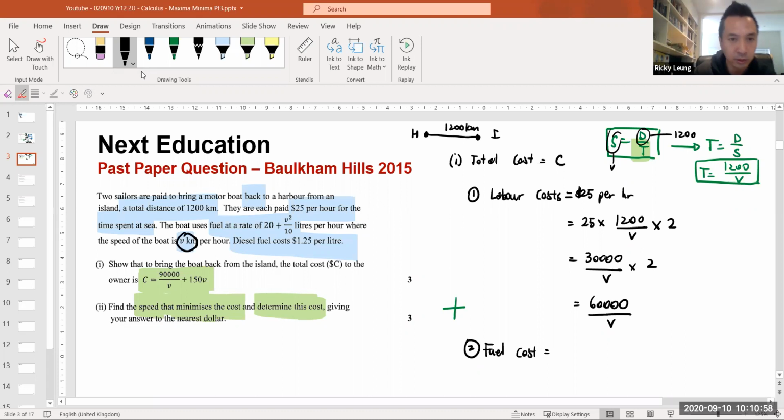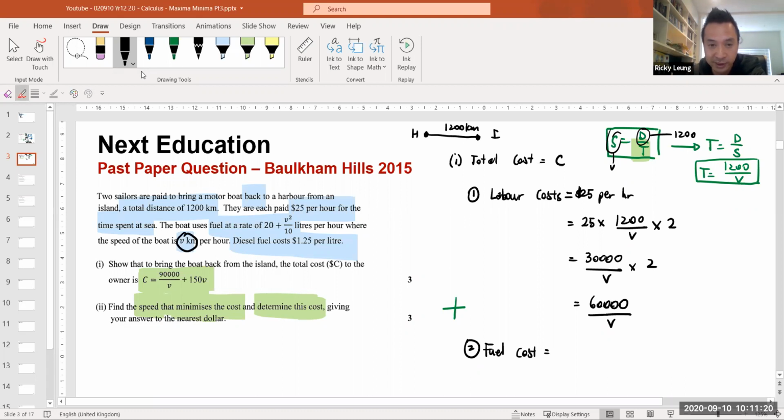Now the fuel, the boat uses 20 plus V squared on 10. That's, once again, crucial because I need to multiply that. That's each hour. I need to multiply that by the number of hours, which is 1,200 on V. And then I need to basically multiply it by 1.25.